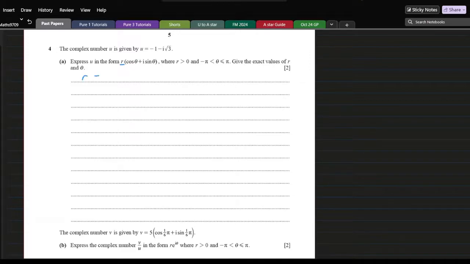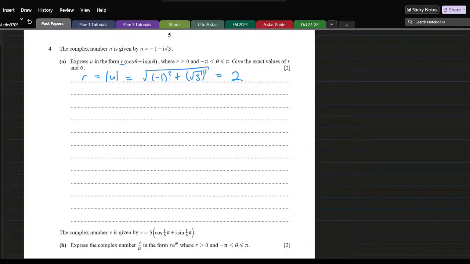So we're saying r is equal to the modulus of u, which would be the square root of -1 squared plus root 3 squared. So let's punch that into the calculator. The square root of -1 squared plus root 3 squared, and that gives us a 2. So it means that our r is equal to 2, and then we also need to find theta. Theta represents the argument of u.